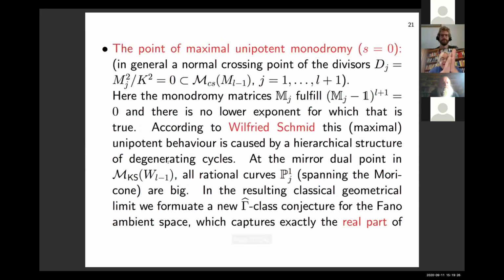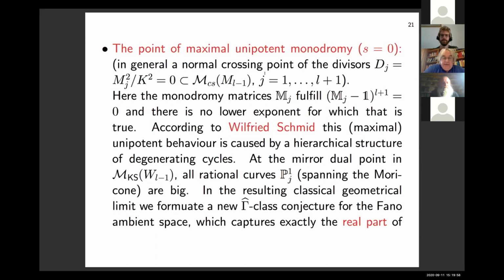So then there is another very interesting point, as I mentioned. I mean, there was the Bessel function, the conifold. Then there's this point of maximal unipotent monodromy, and that is S equals 0. So you can also say what it is in general. It's not very complicated. In general, it's a normal crossing point of divisors, which are given by these masses. And it's also a point. It's not a divisor, because these L minus 1 divisors meet here, and then in the L plus 1 dimensional moduli space, it's a point.